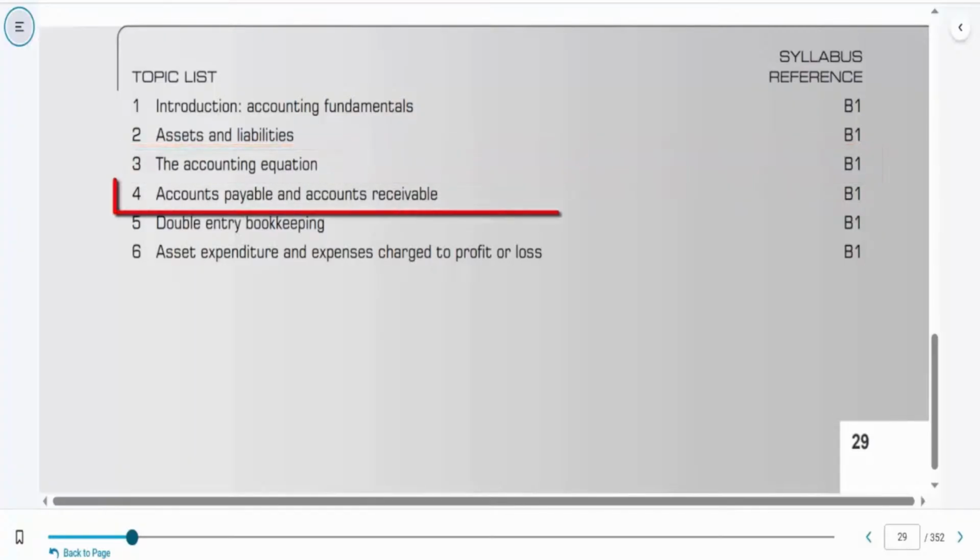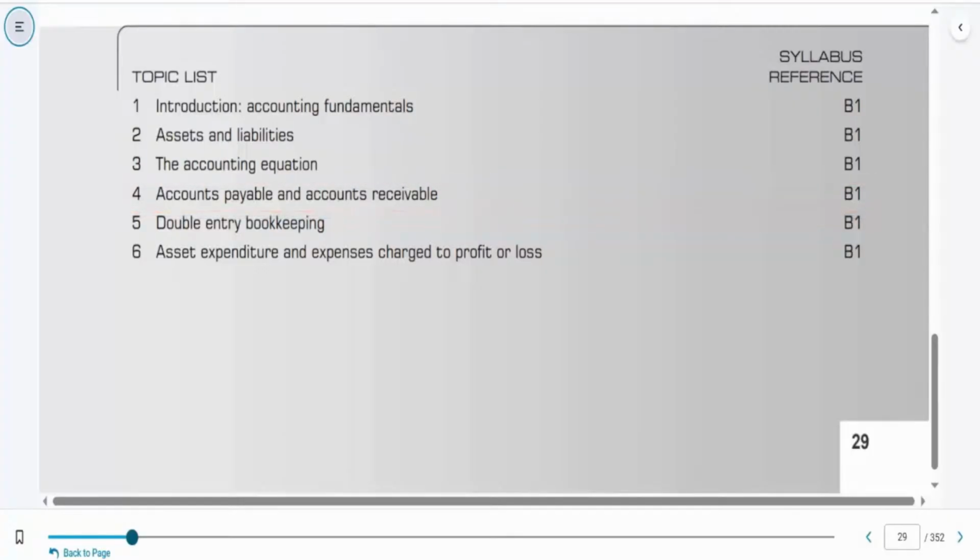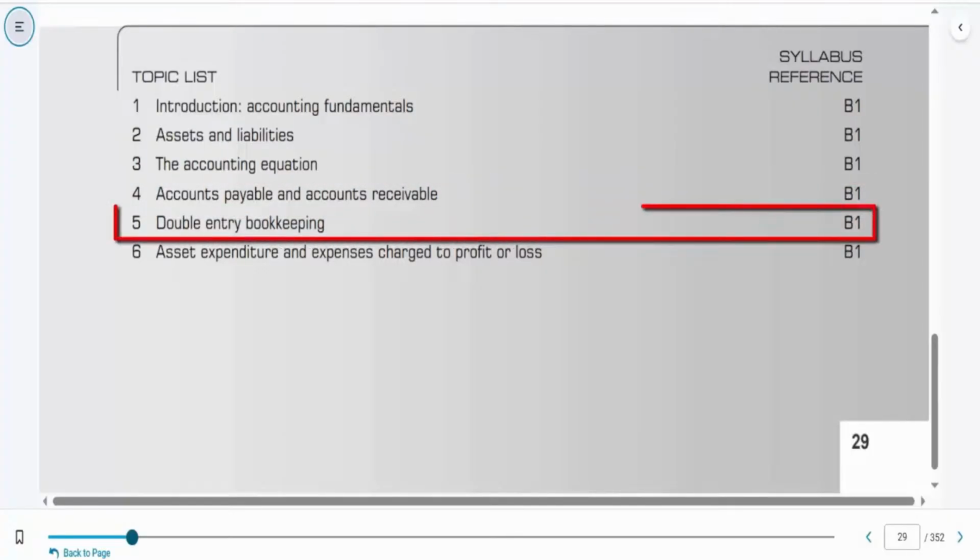4. Accounts payable and accounts receivable. Then, we'll go into the money a business owes and is owed by others. This will help you understand how businesses track money coming in and going out. 5. Double entry bookkeeping. This is one of the most important skills in accounting. You'll learn how every transaction has two sides to keep the books balanced.